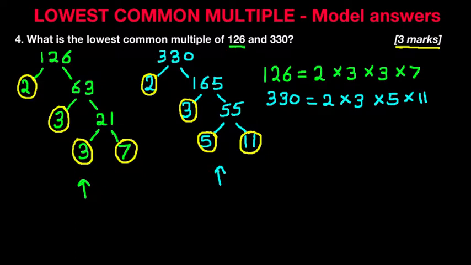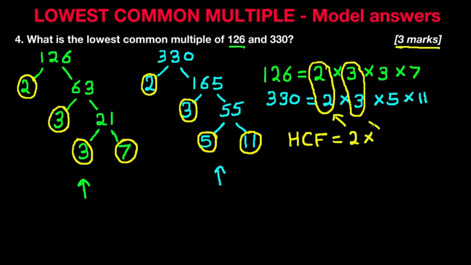The next step is to match the numbers in the top row and the bottom row. So we've got a 2 here and a 2 here. We've also got 3 and 3. Now these are the only numbers that match. This way we can work out the highest common factor. And that is the 2 over here times the 3 over here. The answer is 6. So the highest common factor is 6.